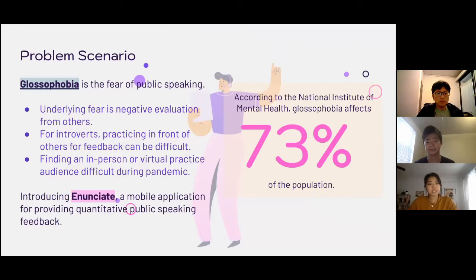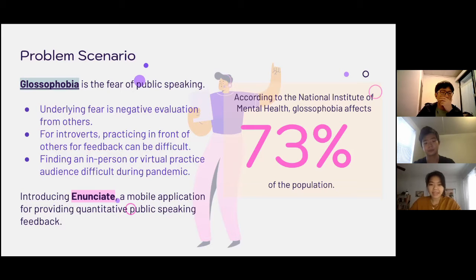We decided to choose this problem because glossophobia, which is the fear of public speaking, is a condition that affects 73% of the population, according to the National Institute of Mental Health. The idea behind glossophobia is that there's an underlying fear of negative evaluation from other people. For introverts, this can be particularly difficult to practice because the best way is really to practice in front of other people and receive feedback.